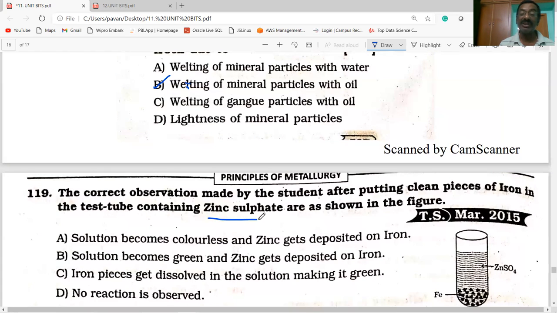So zinc sulfate ku iron nu nail vaadinaru. Know that zinc is more reactive than iron. But zinc is more reactive, so iron does not displace zinc from zinc sulfate. No reaction is observed.